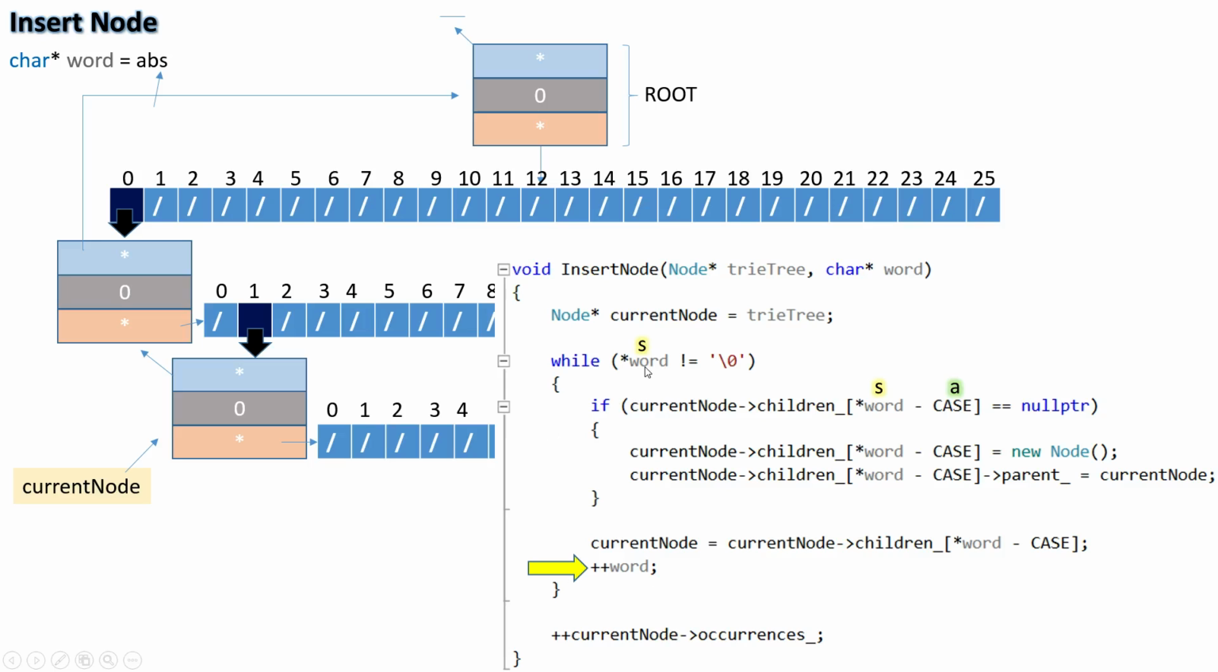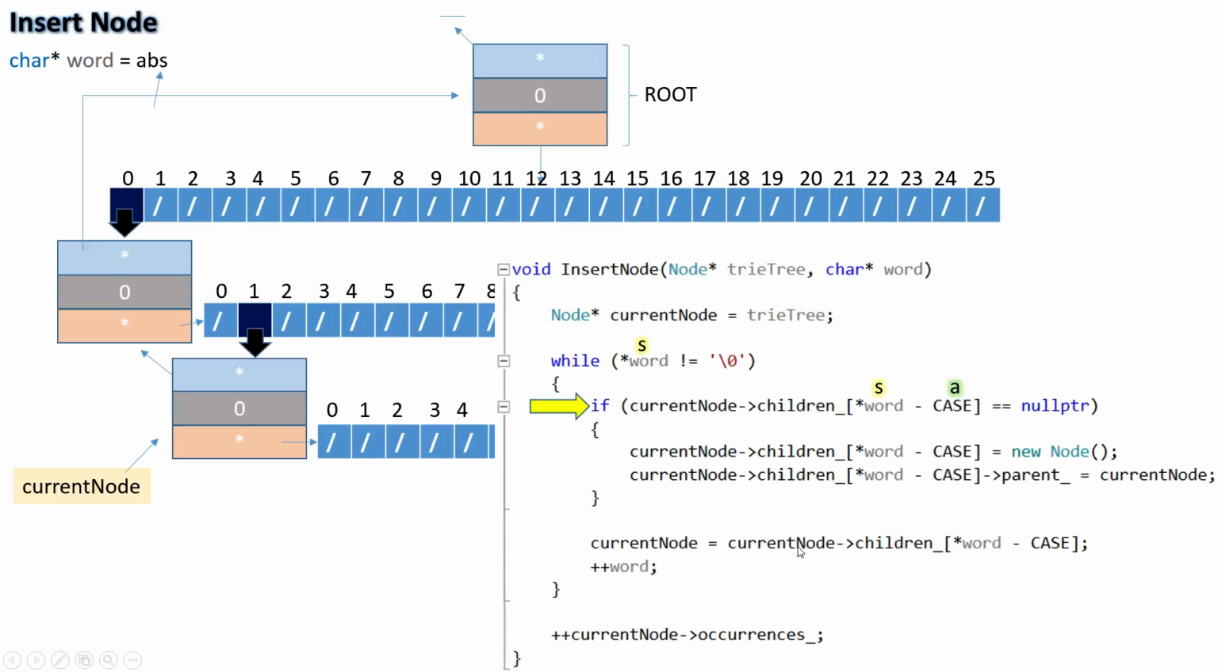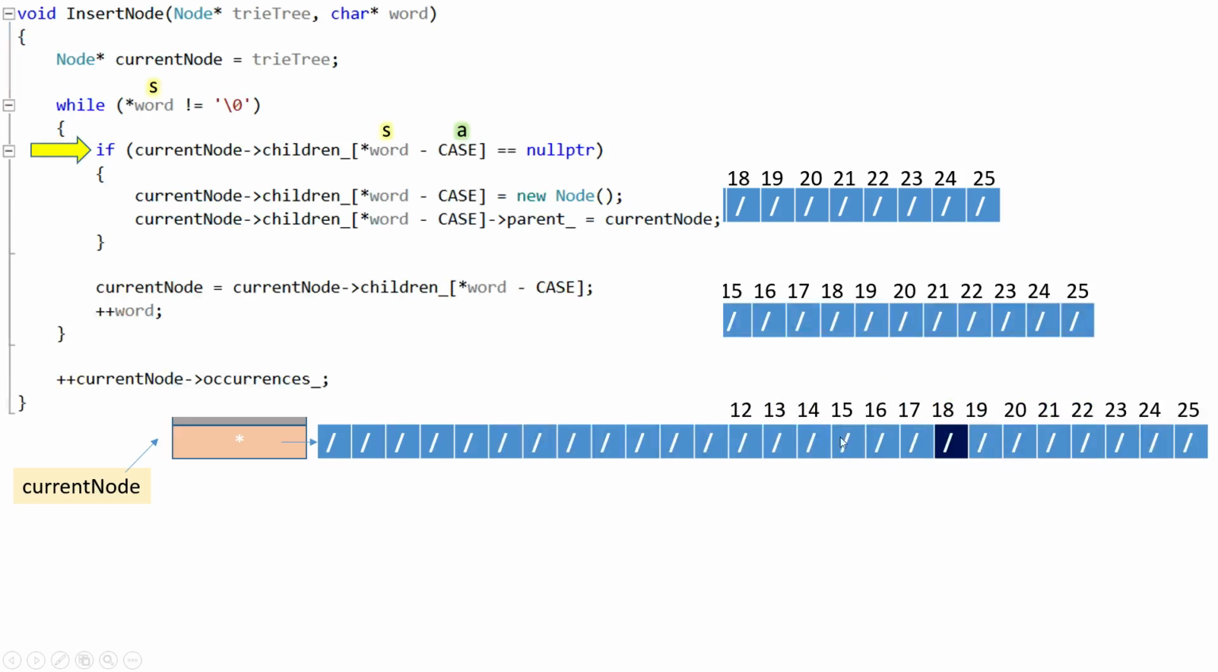The next character is S. Let's go ahead and move, well first we'll evaluate this while statement. Then we'll, let's see. There we go. I was wondering when we moved the whole thing over here, all this code. So while S does not equal past the end, it does not. If S minus A equals null pointer, so now we'll actually move all the code so we can see, S minus A is equal to 18. It is a null pointer.